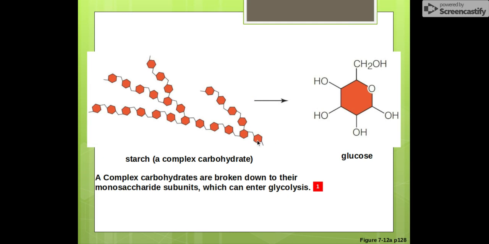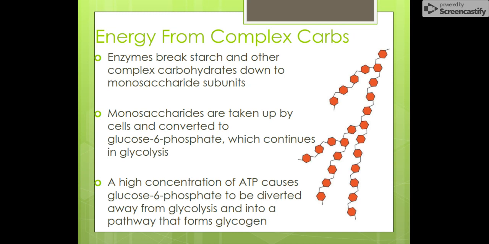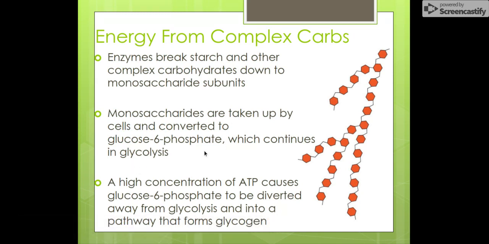Okay, so here we see starch, these chains of sugars. So what we need to do is we just need to break it down into the monosaccharide sugars, and then boom, we can use those for energy. Okay, so we break down the starches, other carbs, to their monosaccharide units, turn them into glucose 6-phosphate, which continues in glycolysis. Okay, so we modify these into glucose and then go through glycolysis and then the rest of the process.